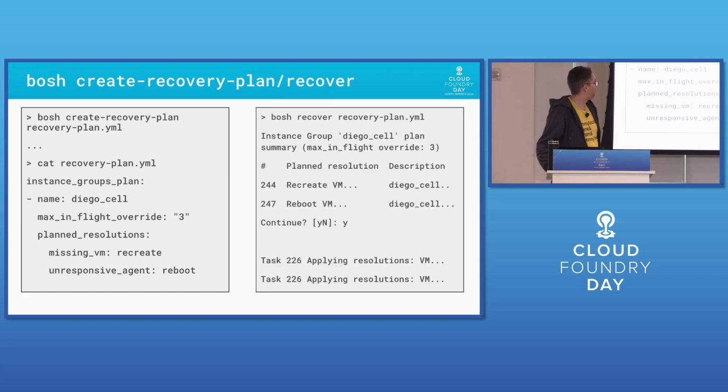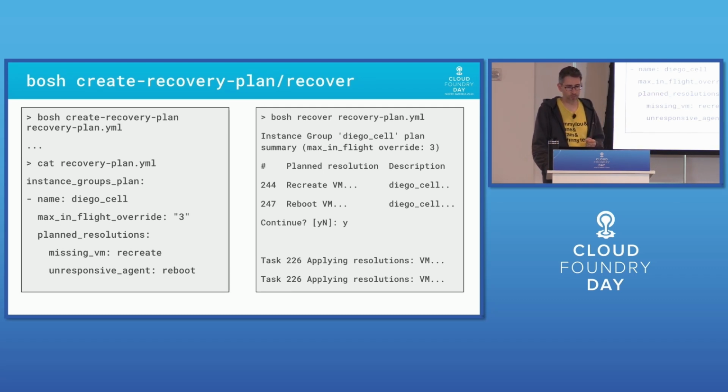So then the companion command here is BOSH recover, which takes that YAML file and gives you a little review of what it's going to do. It says, here's what I'm going to do with these Diego cells. And you say yes, and it just goes and does it. You don't have to sit there and click yes a bunch of times. And you can just repeatedly do this over and over.